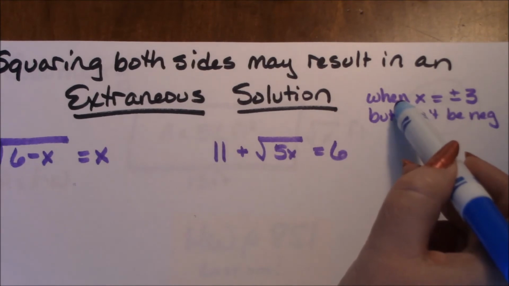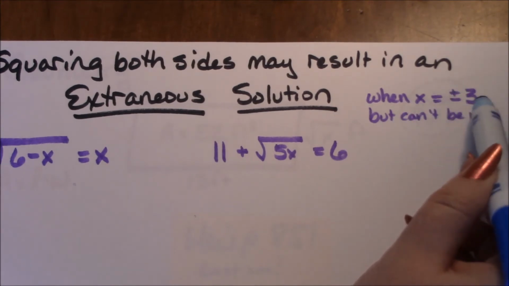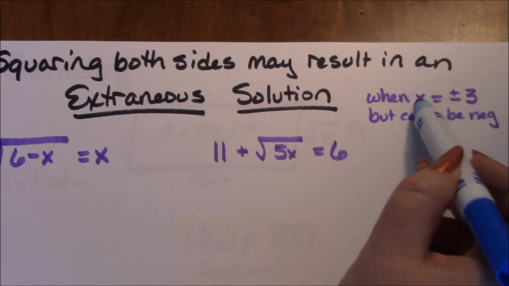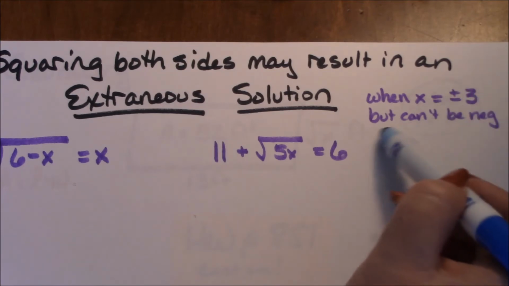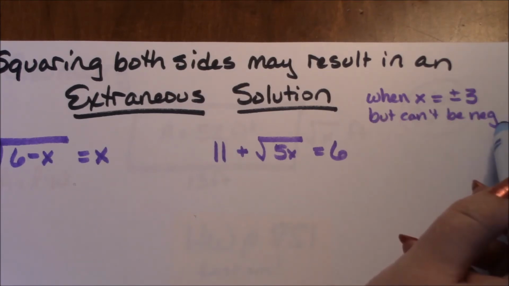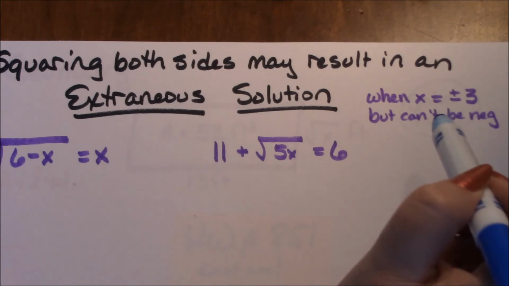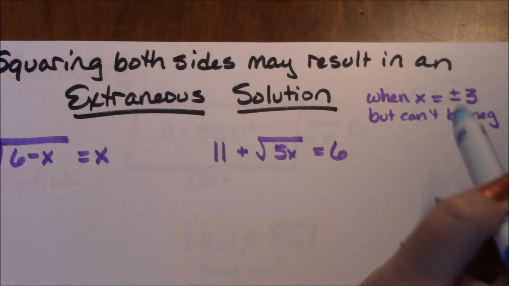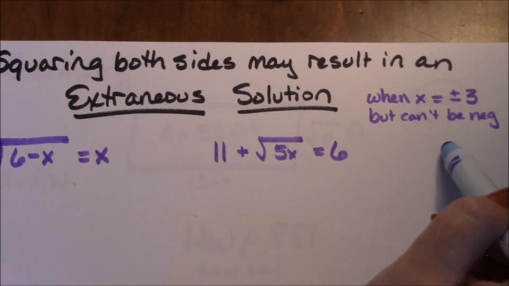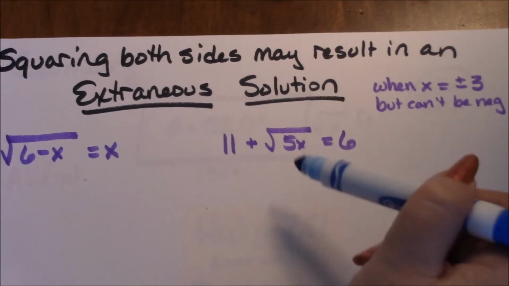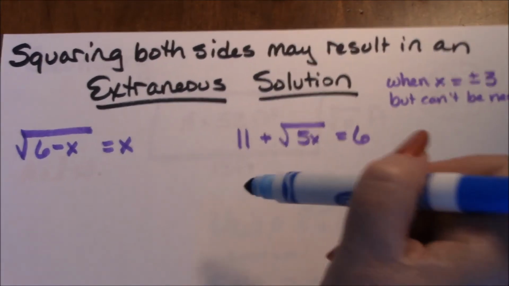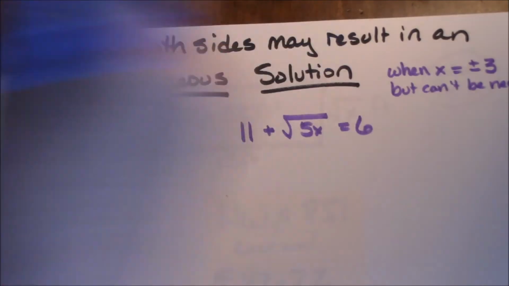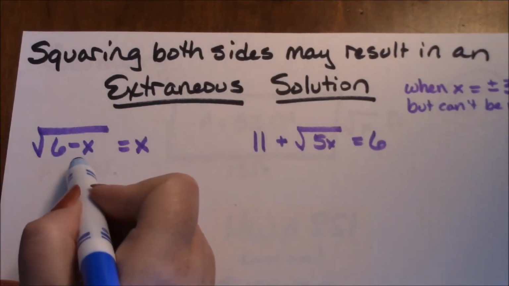Because sometimes we get an answer where x could equal positive or negative 3, or x equals 2 and negative 1, that kind of thing, but x can't always be negative. And so when you're working with square roots, sometimes that gets mixed up. So this part is to show you that you always need to check your work.